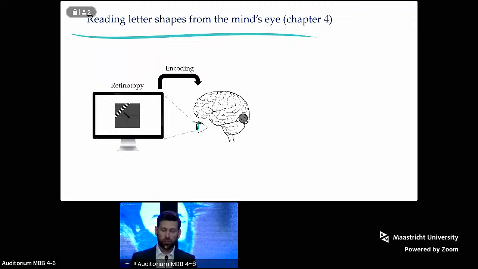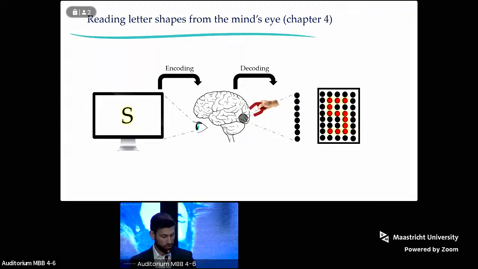Because we can approximate this mechanism mathematically, we can also invert this model, and we can translate the brain activity back into an image. And this process is called decoding. So as we know which part of the brain corresponds to which part on the screen, we can also use the same approach to decode letter shapes.